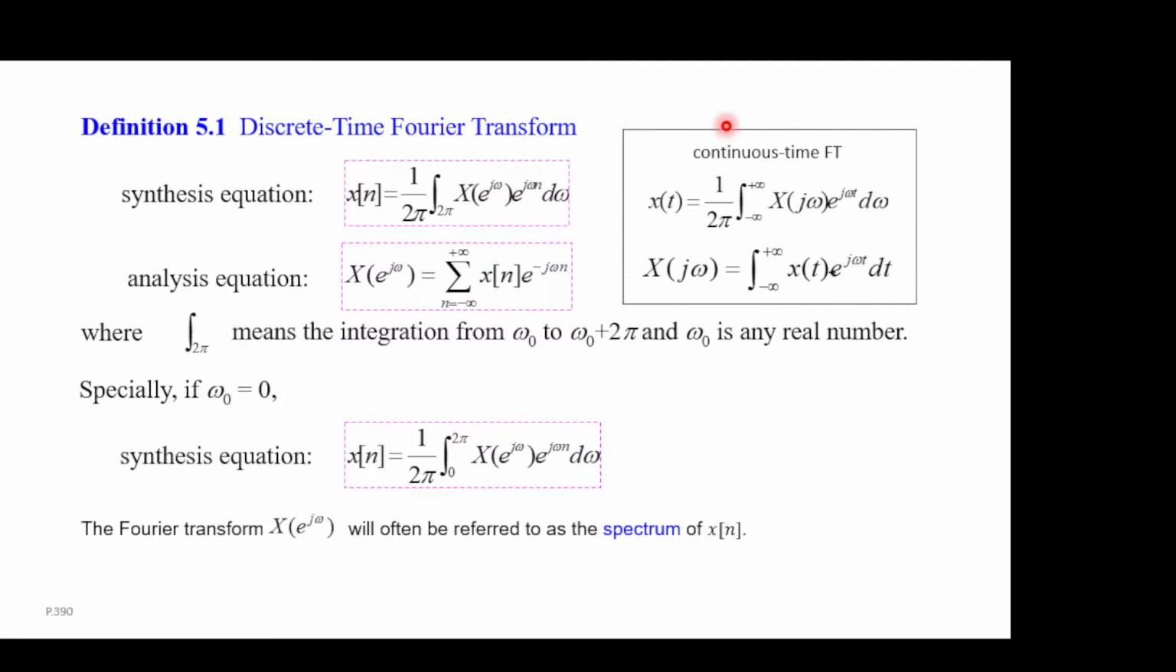And here we have the continuous time Fourier transform to let you compare. You see it's very similar, except you change n to t, and everything is almost the same. But the biggest change is that the integration range is minus infinity to plus infinity here, and it's 2 pi there. And obviously for the analysis relation, you cannot integrate over a discrete function, so instead of integrating over x of t, you have the sum over x of n.